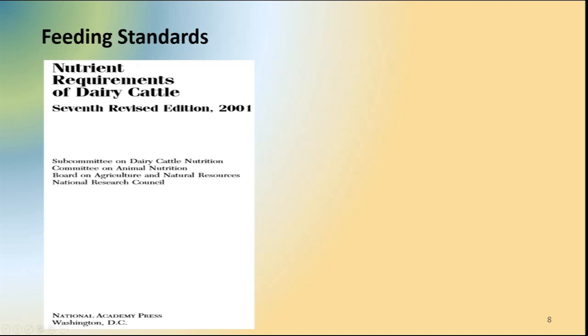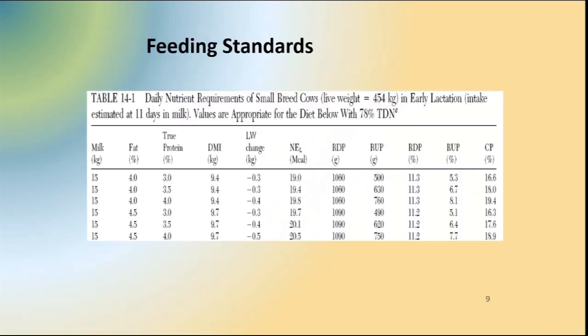So in case of dairy cattle, NRC has its seventh revised edition. It was published in 2001 with the title Nutrient Requirements of Dairy Cattle. They have the Subcommittee on Dairy Cattle Nutrition, Committee on Animal Nutrition, Board on Agriculture and Natural Resources, National Research Council. They published these requirements tables or booklet in 2001.